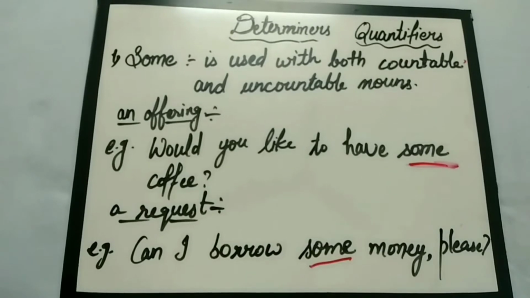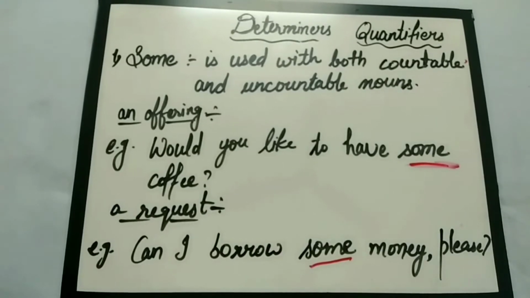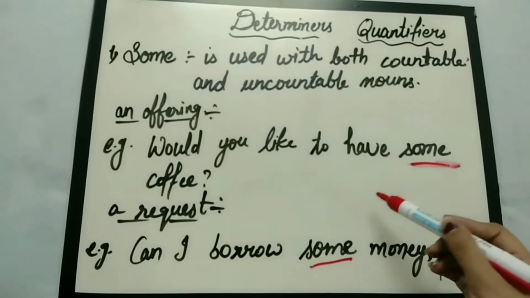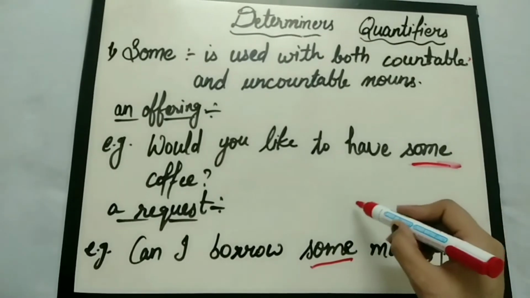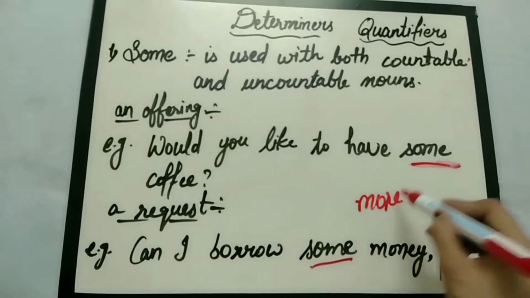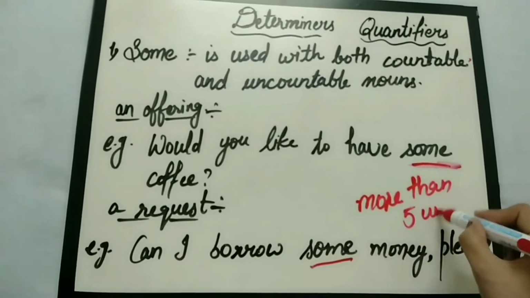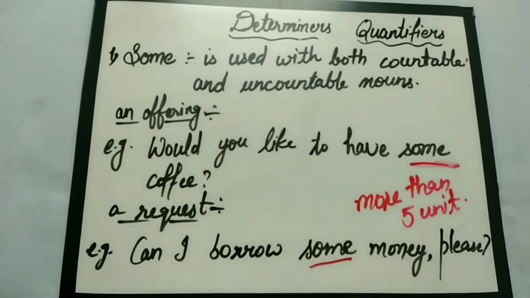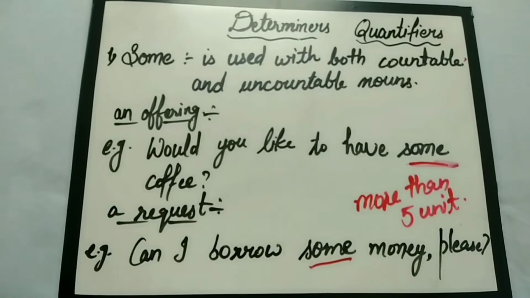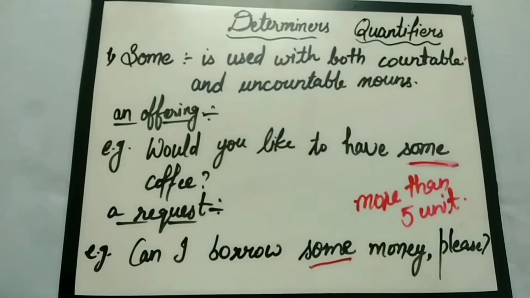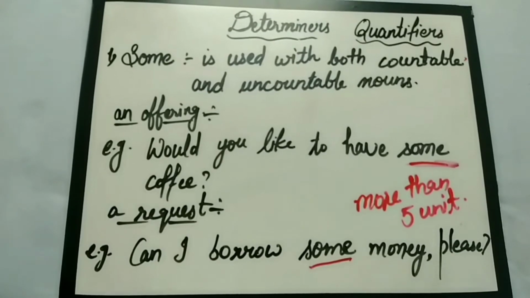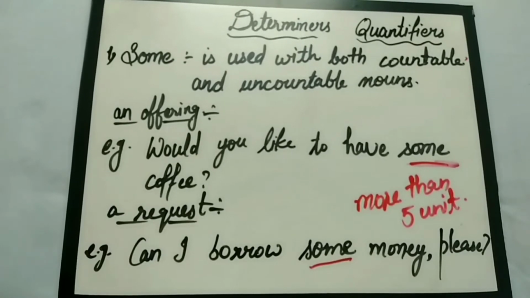Some, we can easily understand that some is used when the amount of something is more than 5 units. For example, you can say there are some mangoes on the tree. So it means they are more than 5 in number.